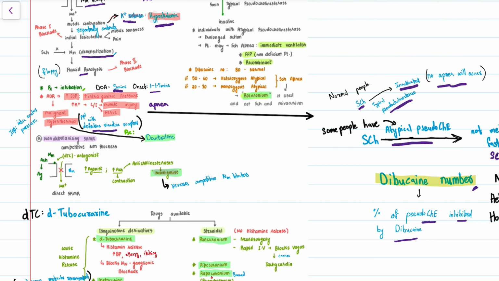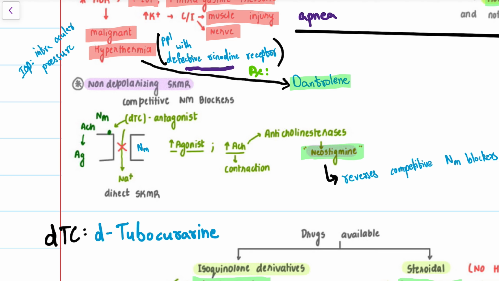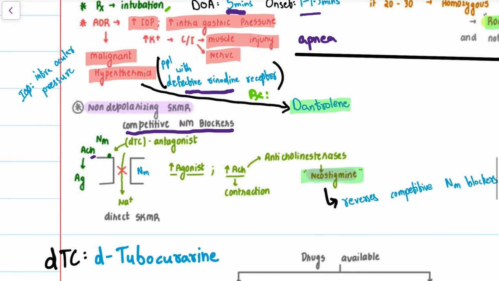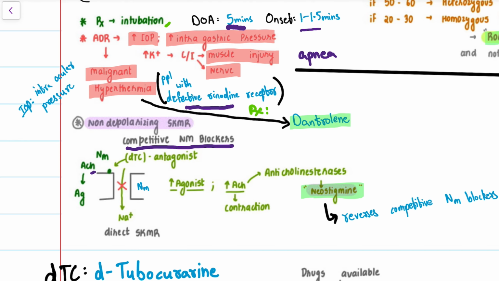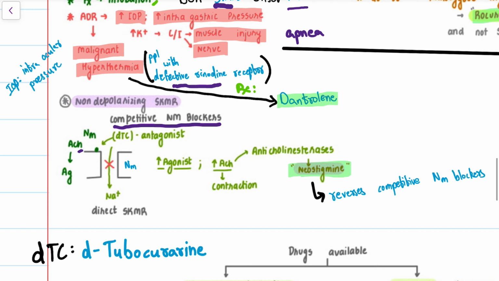Now we'll see the non-depolarizing SKMRs. These non-depolarizing SKMRs act on the principle of competitive neuromuscular blockade. They fight against the acetylcholine, and they go and attach to the neuromuscular receptor. And what they do is they don't allow the sodium to enter. In depolarizing, it actually allows more sodium to enter, but in this it doesn't allow it at all. So it competitively inhibits. It's just competitive inhibition, that's all.